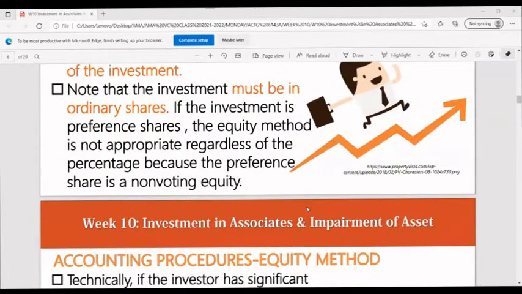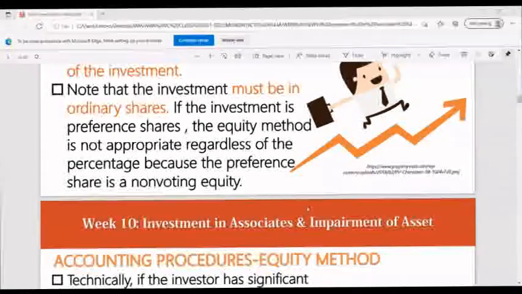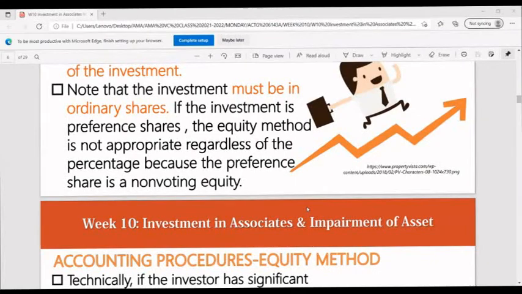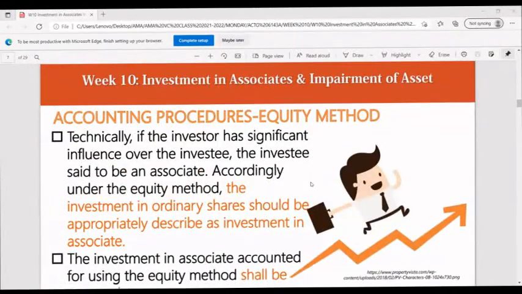So note that the investment must be in ordinary shares. If the investment is preference shares, the equity method is not appropriate regardless of the percentage because the preference share is a non-voting equity.